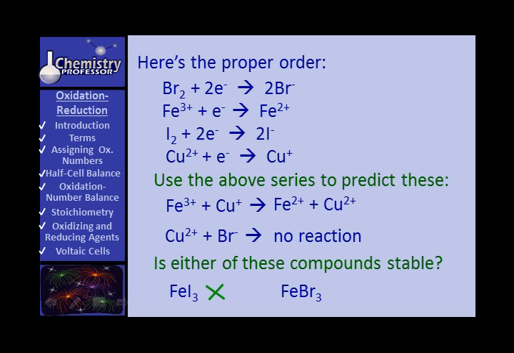This one will not be stable. It will not be stable because iodide is going to lose the electrons to iron. This one is stable because the bromide ion cannot lose electrons, or will not lose electrons, to the ion. You got the idea?